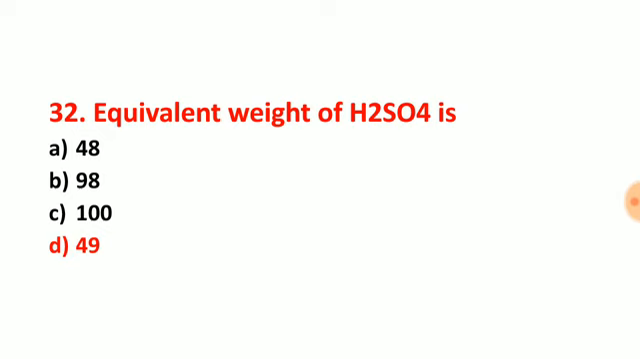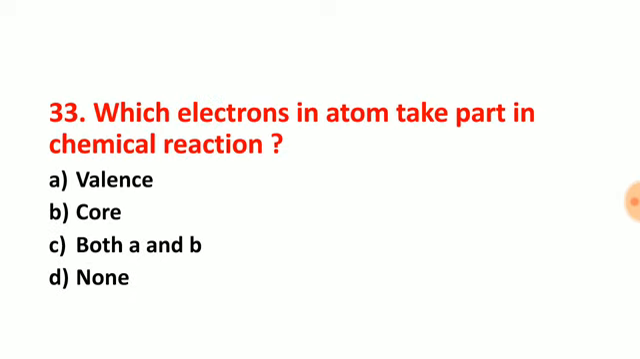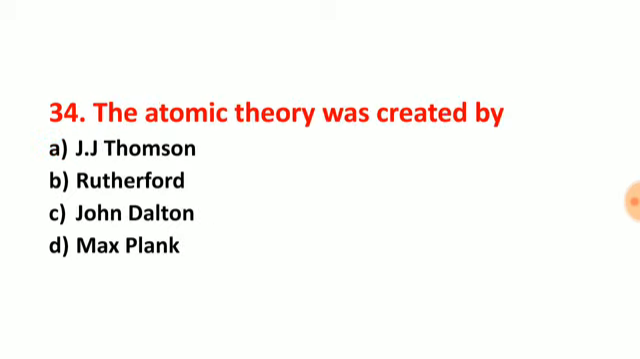Question number 33, which electron in an atom takes part in chemical reaction? In a chemical reaction, always valence electrons take part, so option choice A is the correct answer for question number 33. Question number 34, the atomic theory was given by? Atomic theory was given by John Dalton, so it is also called Dalton's atomic theory. Option choice C is the correct answer for question number 34.